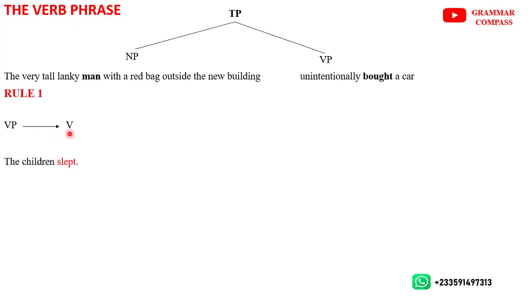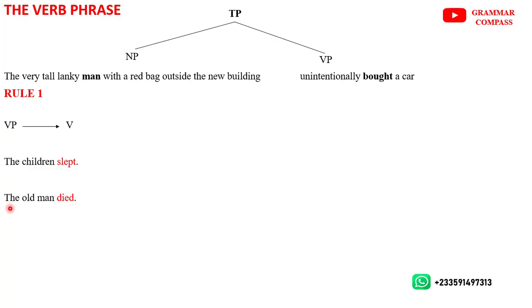For example, the children slept. If we were to draw a tree diagram for this, the noun phrase part will be the children, because it constitutes our subject, and then the verb phrase part will be slept, and it is just one word. So you can be given a sentence where the verb phrase part is just a single verb. If you have that, then how are you going to draw the tree for it? We will see it in a moment.